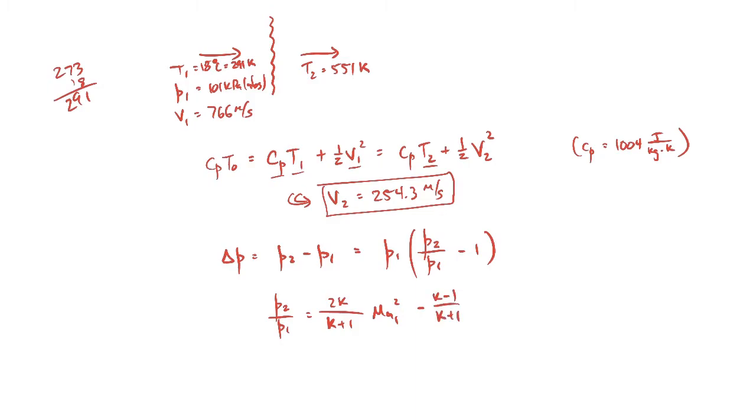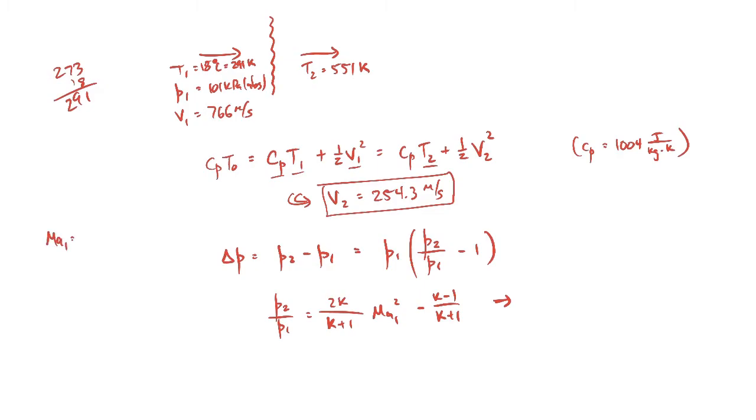Okay, so that's the expression. So we can plug in our upstream Mach number. Now we have to find what the upstream Mach number is. The way we find that is, since we have the velocity upstream and the temperature upstream, we can find the Mach number upstream. So let me work that out over here.